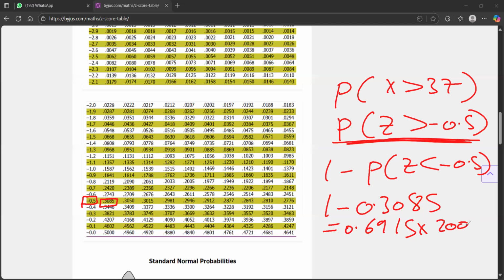200 times 0.6915 is 138.3, so just 138, I guess. Great. Okay, so any problems? No, that was pretty easy actually. Okay, another question from your PowerPoint, and then this lesson will be done.